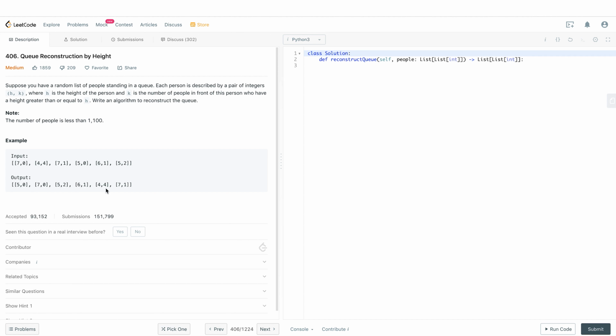So essentially the question is about ordering it such that the tall people are ordered first, and then the medium people are ordered second. You'll see what I mean. So let me draw this out to make it even easier. Let me draw actual people.